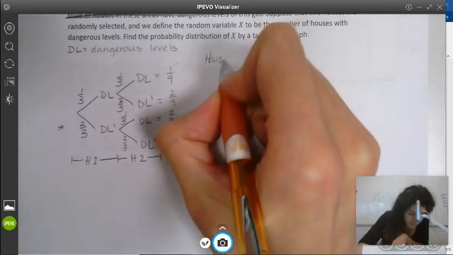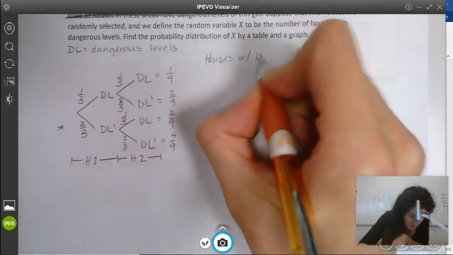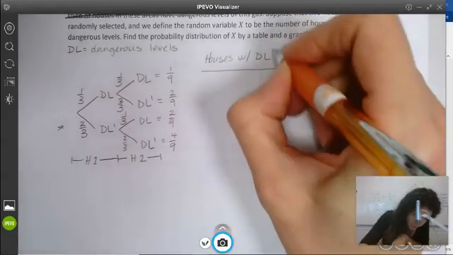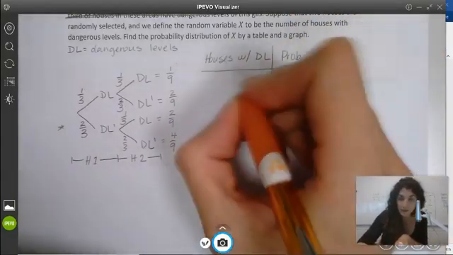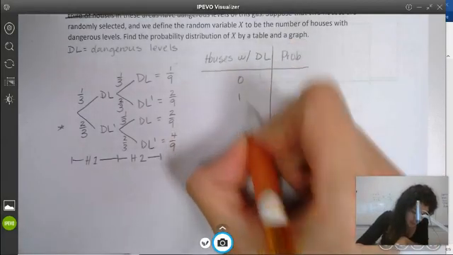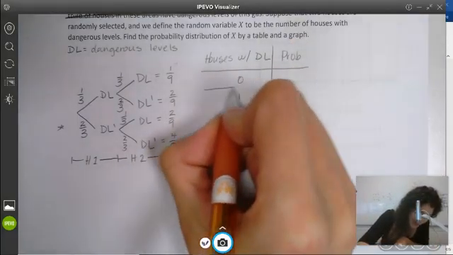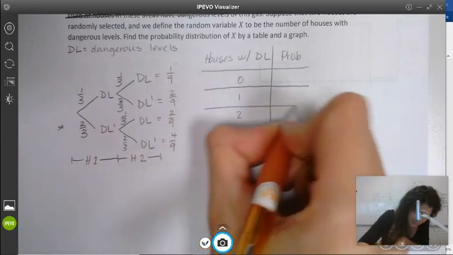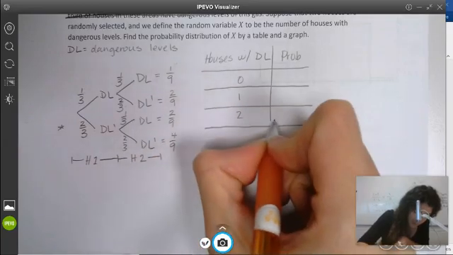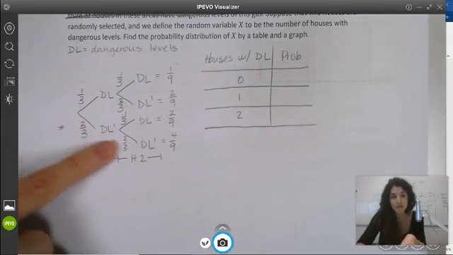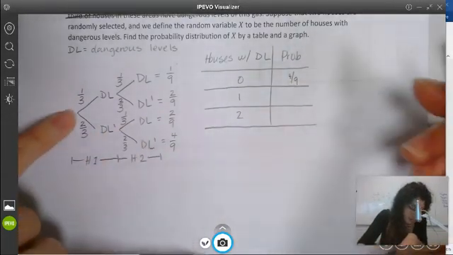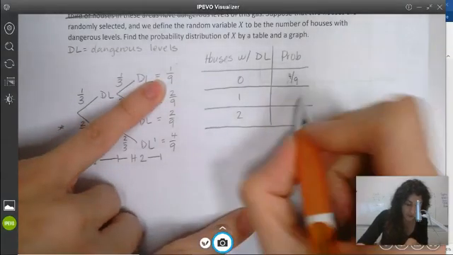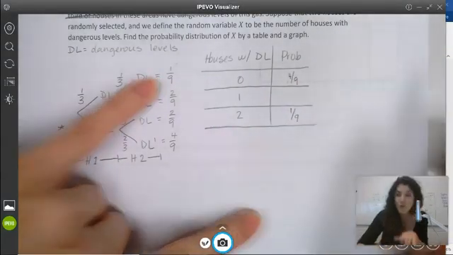So houses with dangerous levels, and then the probability. So you can have 0 houses, 1 house, or 2 houses. Keep in mind, 0 houses with dangerous levels is 4/9. 2 houses, both of them having dangerous levels, is 1/9.